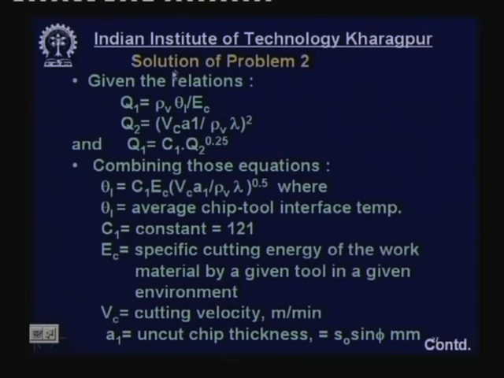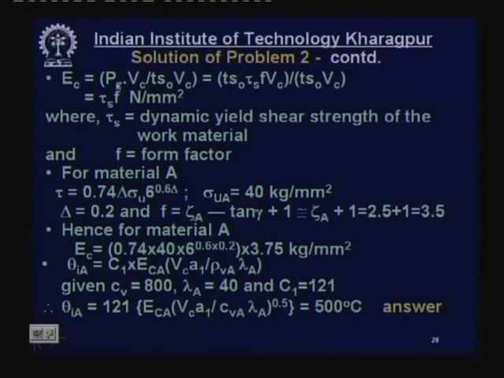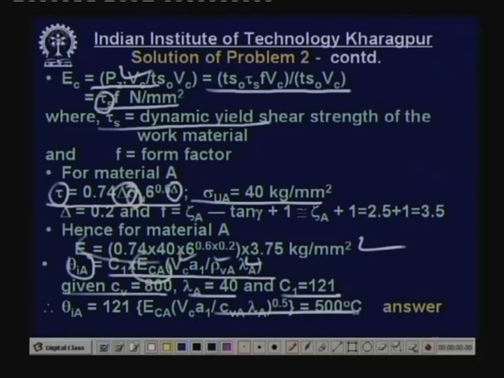Now we are going into the solution. So EC, the specific energy, is PZ VC by TSO, where VC is equal to this much. With this specification, you get 500 degrees centigrade. So this is the answer. This is how you can solve many problems, and you have to practice from time to time.